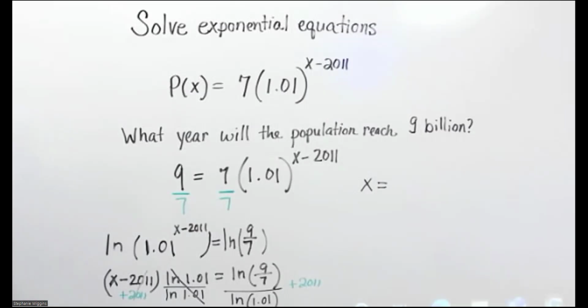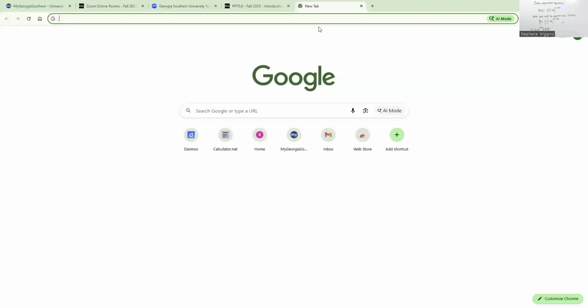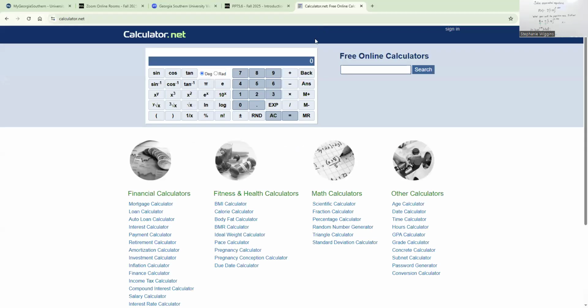So let me share my screen. I'm going to take the natural log of 9 divided by 7. I'm going to close my parentheses, and then divide that by the natural log of 1.01. Close my parentheses, and then I'm going to subtract 2011.